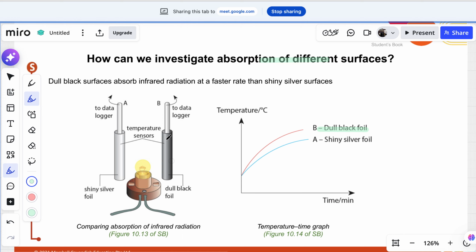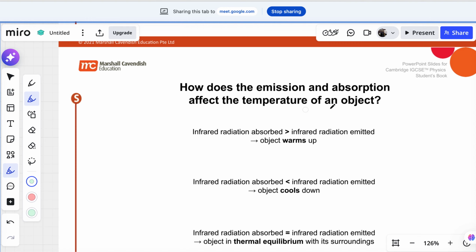The factors can be explained. What factors affect emission? Still on that, by looking at room temperature and different objects at different temperatures. At a very high temperature, the rate at which thermal radiation is emitted and absorbed is higher. Now let's take a look at this. How do emission and absorption affect the temperature of an object? We say the rate at which infrared radiation is absorbed is greater than the infrared radiation emitted.